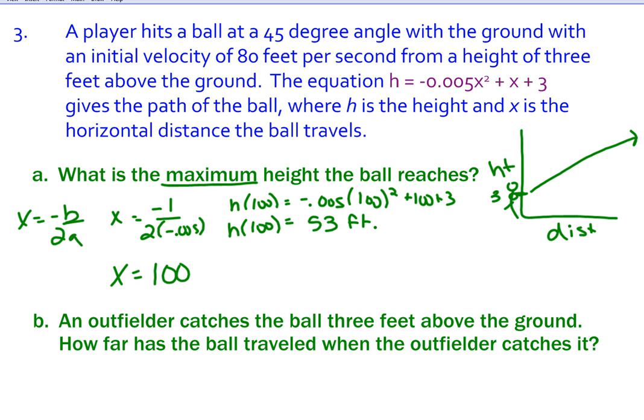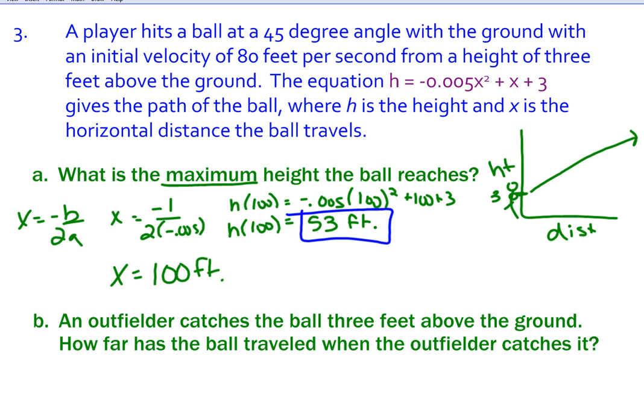So my distance is my x value, my height is my y value. So this would be, at 53 feet high, I've traveled 100 feet. That's what that's saying. So the maximum height is my y value, so my maximum height is 53 feet.